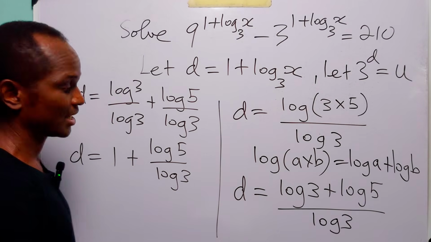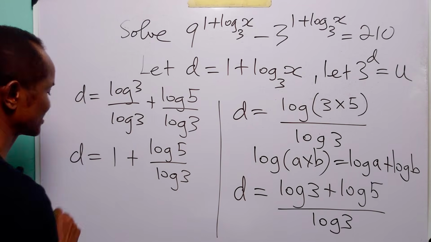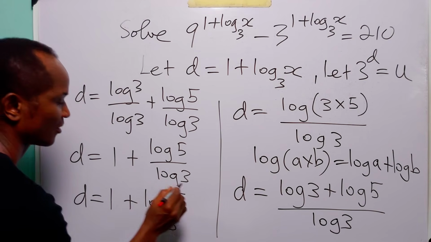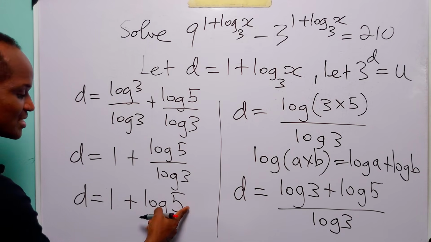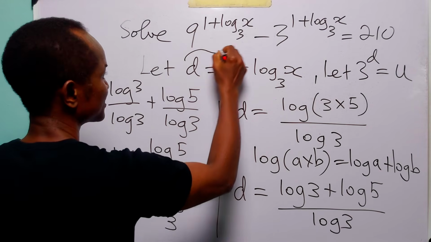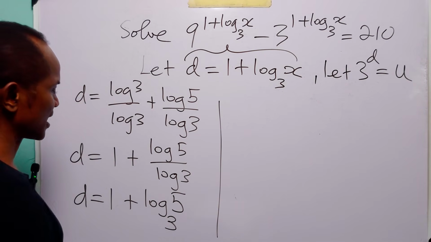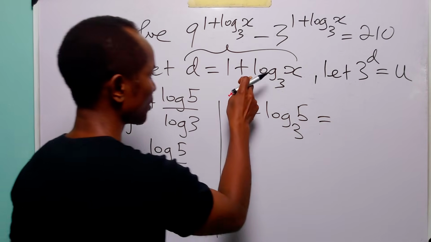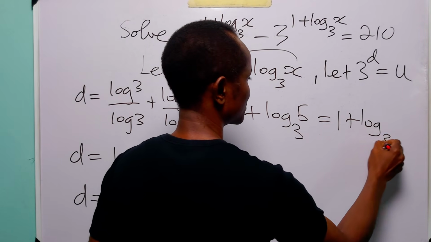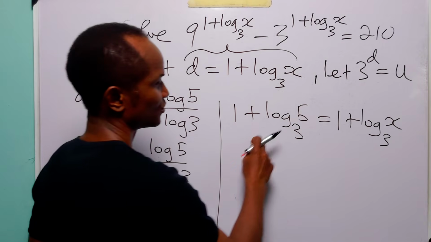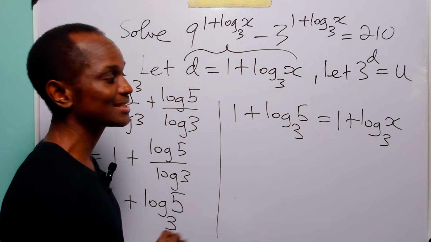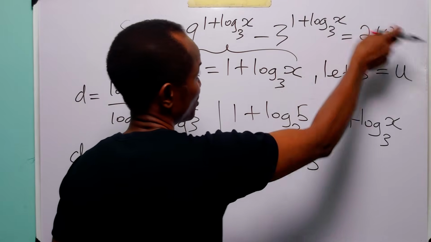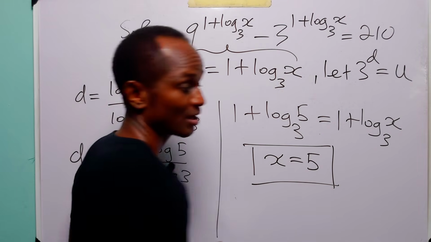But applying our change of base formula, you know that we can write log 5 over log 3 as log to base 3 of 5. So d is equal to 1 plus log to base 3 of 5. Now, we go back to this substitution. We have that 1 plus log to base 3 of 5 is equal to 1 plus log to base 3 of x. Now, of course, when you compare the two sides of this equation, you will immediately see that x is equal to 5. So the value of x that satisfies this exponential equation is x equal to 5.